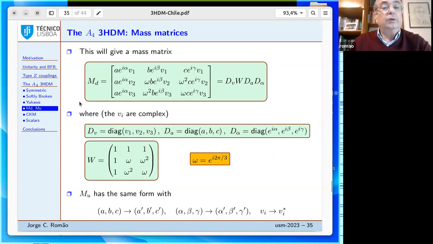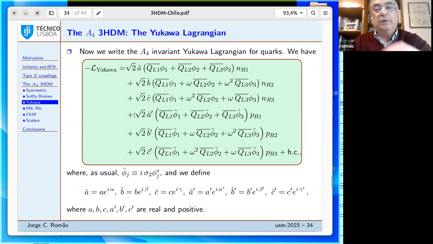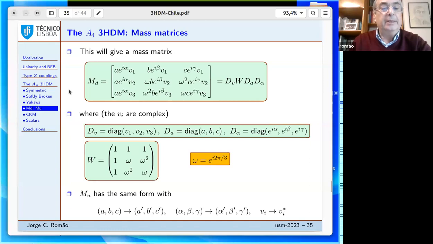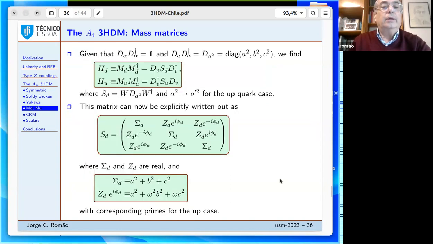Now, this is for the down quark matrix, but of course from here you also get the up-type matrix, and you get exactly the same form. With this transformation, you go from non-prime to prime parameters, but for the VEVs you have to take the complex conjugate. And with that, now these phases disappear because of this condition.